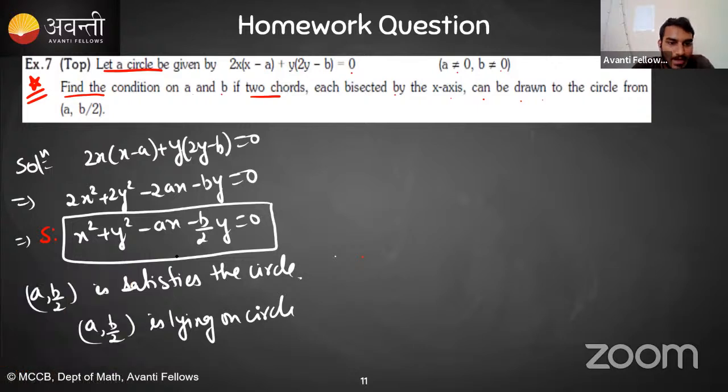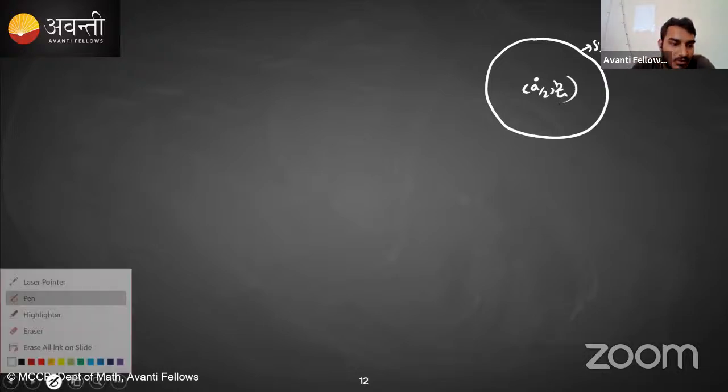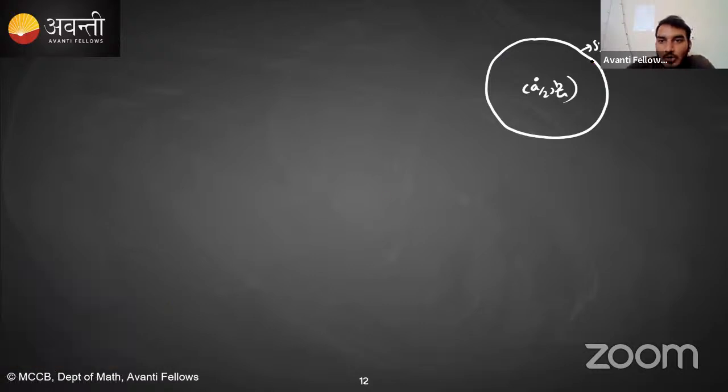So what is the center? Center is a by 2 comma... circle लिख लेते हैं सबसे पहले. So circle is x square plus y square minus ax minus b by 2 into y is equal to 0. Let's say center of the circle is a by 2 comma b by 4. Question is saying that when you draw a chord from the point, let's say this is a point, a comma b by 2.